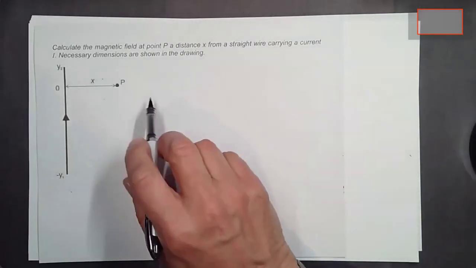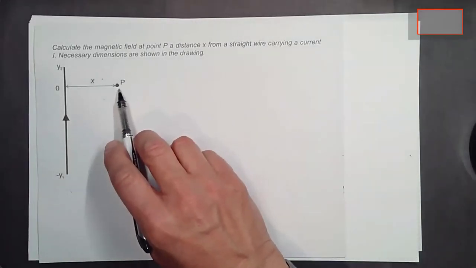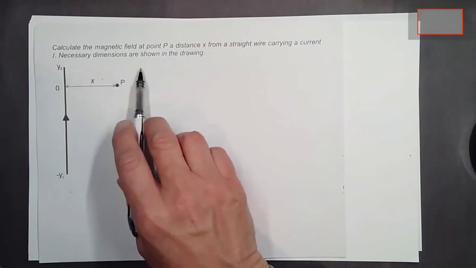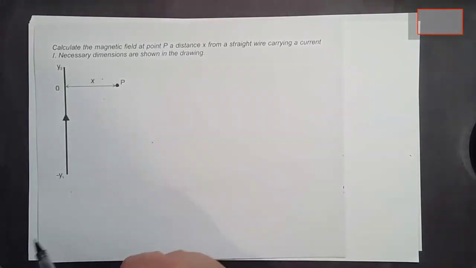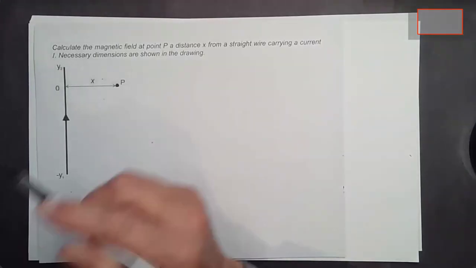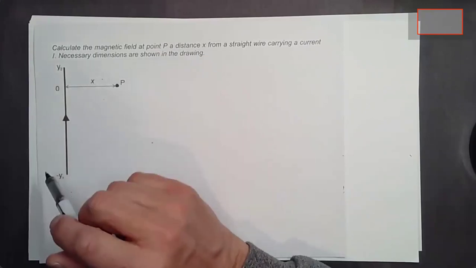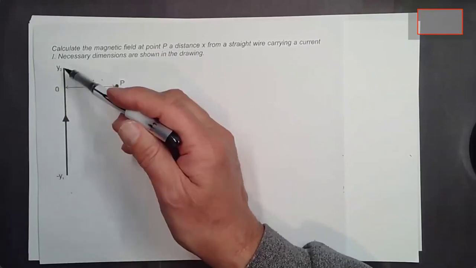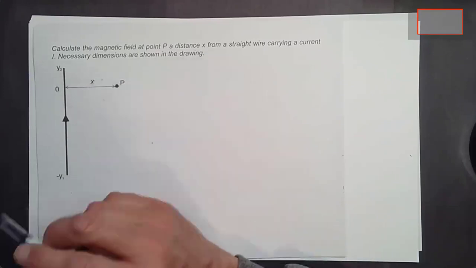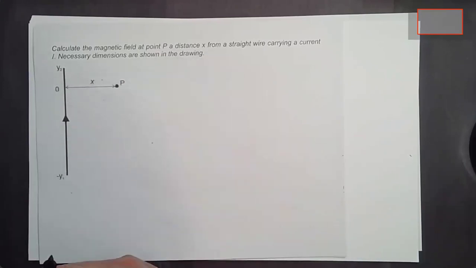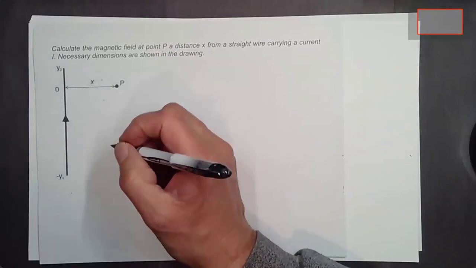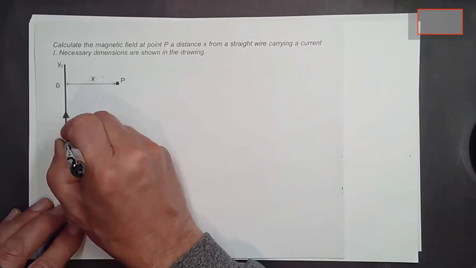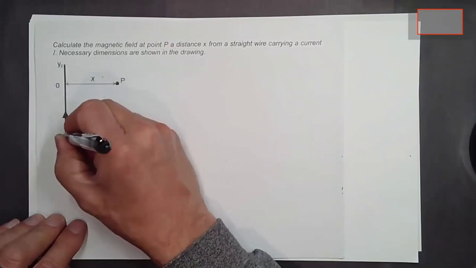And this is to calculate the magnetic field at a point P, a distance x, from a straight wire carrying a current I. Necessary dimensions are shown in the drawing. So let's see. Yeah, we just have letters for these things. So minus y1 to y2, x is going to look like that. And I think I'll pick a little chunk of current here. I'll have my dL be down here.